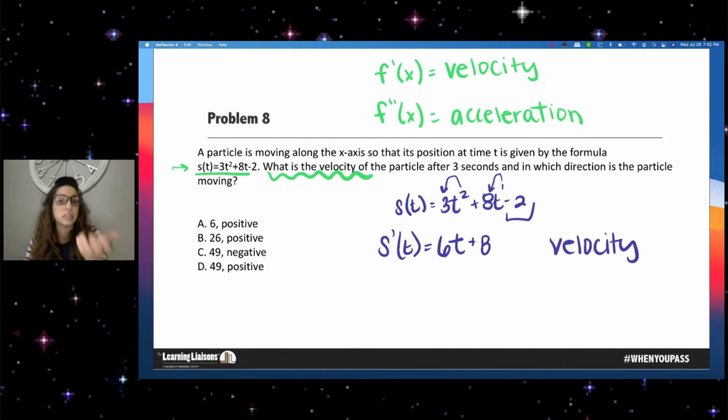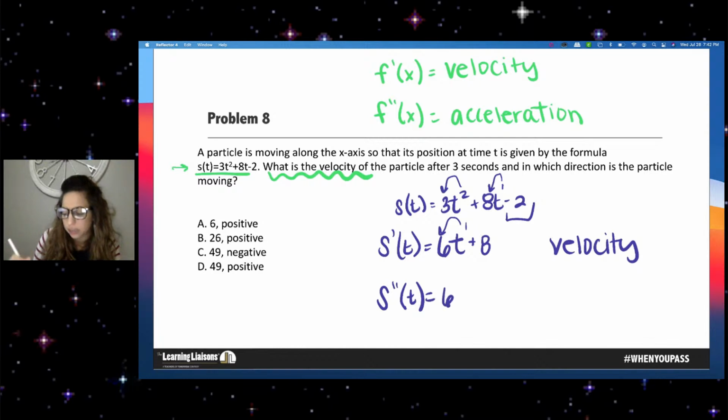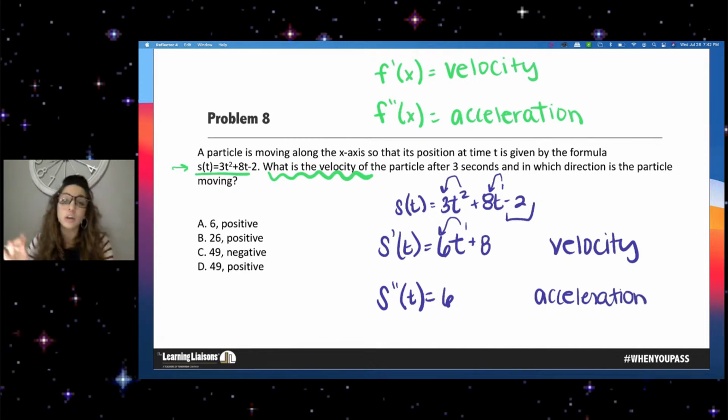Now, if we needed to find the second derivative because it asked for the acceleration, we would use the same process. This is an imaginary 1. Drop it, multiply it by the 6. We get 6. 1 minus 0 is 0. So the acceleration function is literally S double prime of t equals 6. Now, we didn't need to know that, but I wanted to show you how to do it just in case. All right, so what did it ask?